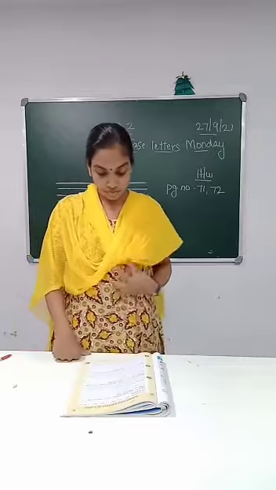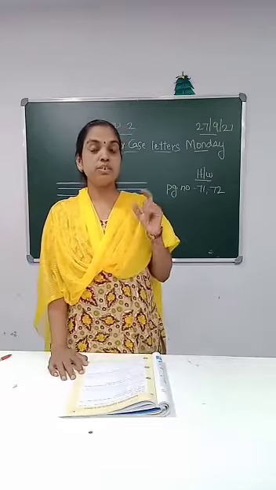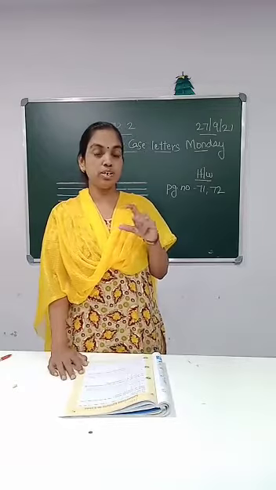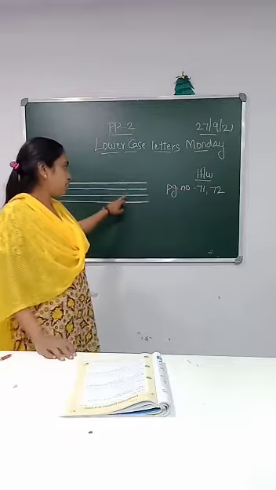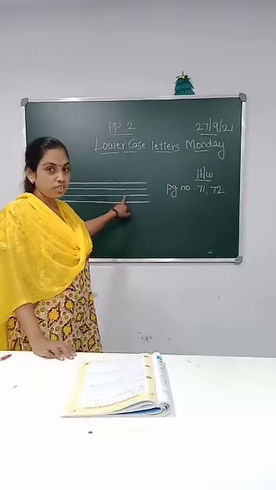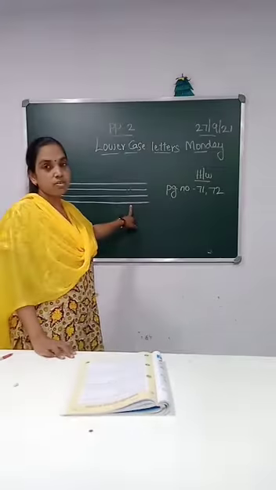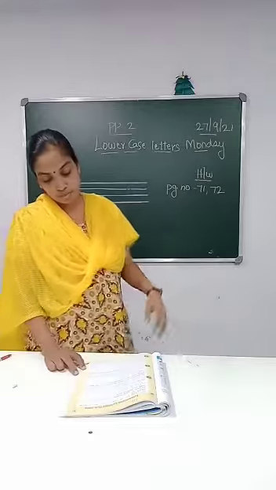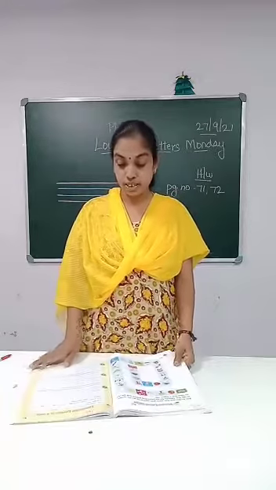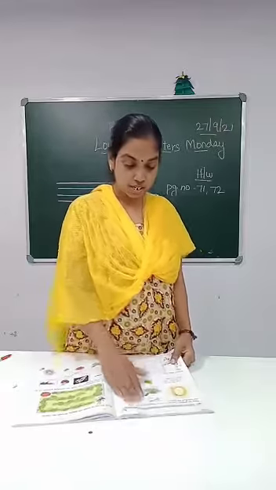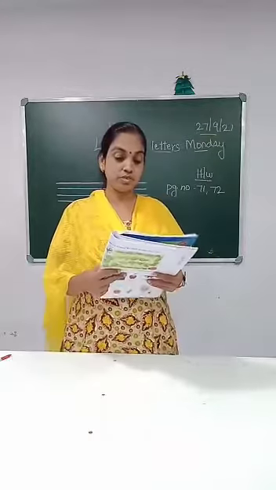Okay children, so we have learned there are three types of letters. Those which we write only in the blue line are called between letters. Those which we start from the red line and end in the blue line are called tall letters. And those which we start in the blue line and end in the red line are called hanging letters. Now we are going to see how to write letter A. Look carefully. You have to practice this well.